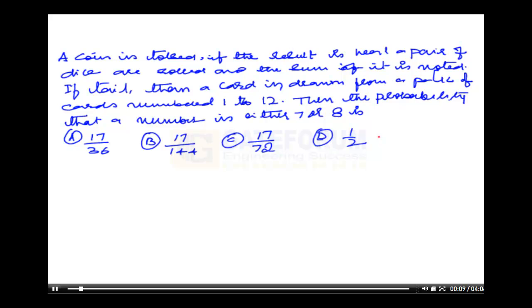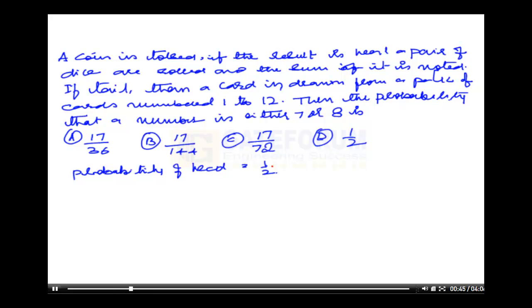If we get head, dice are rolled and the sum of it is noted. If tail, a card is drawn from a pack of cards. So in both cases, whether dice are rolled or a card is drawn, it should be either 7 or 8. Therefore, let us consider the probability of getting head equivalent to 1 by 2.